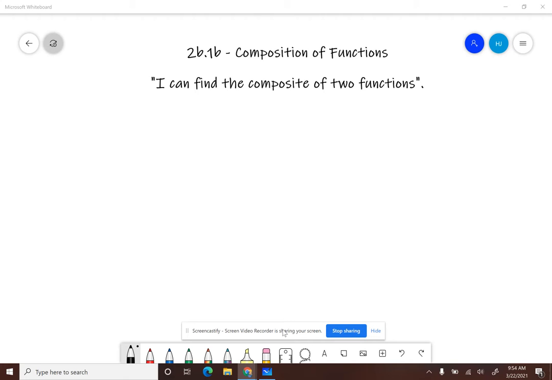All right, guys, today we're going to be doing 2b.1b. Again, that's a mouthful. We're going to be talking about composition of functions today, which is kind of part two of what we did a couple days ago. And our mission is: I can find the composite of two functions.